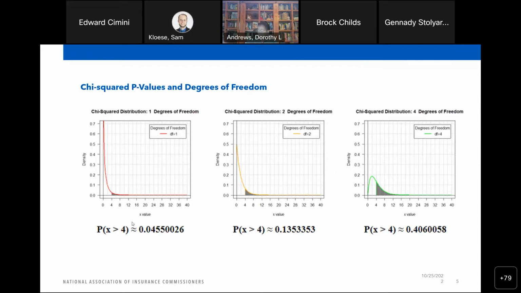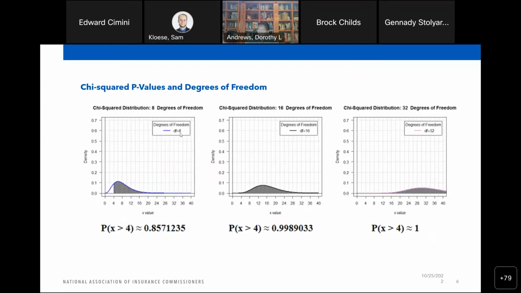So you can see as we go from 1 degree of freedom, the probability that x is greater than 4 is 0.055. For 2 degrees of freedom, it hops up quite a bit to 0.13. And for 4 degrees of freedom, it really jumps up to 0.406. If we go to a distribution with 8 degrees of freedom, we get to 0.85. So on this distribution, to get something statistically significant, your value would probably have to be much greater than 20 to get to the 0.05 threshold.